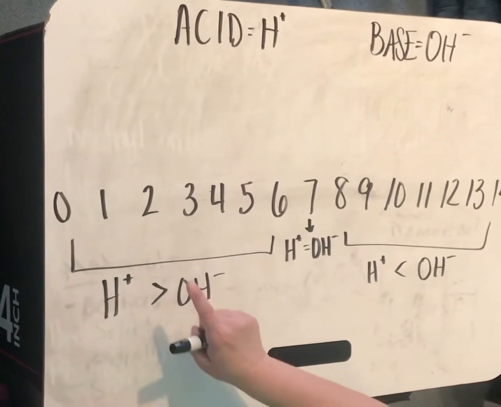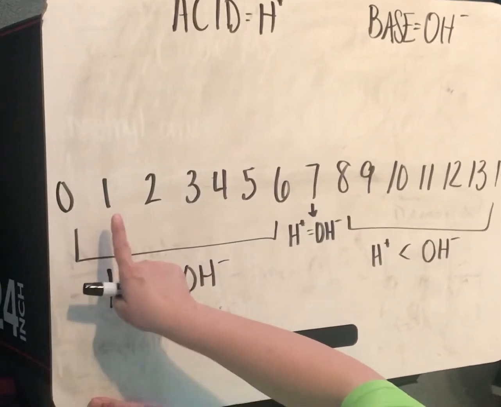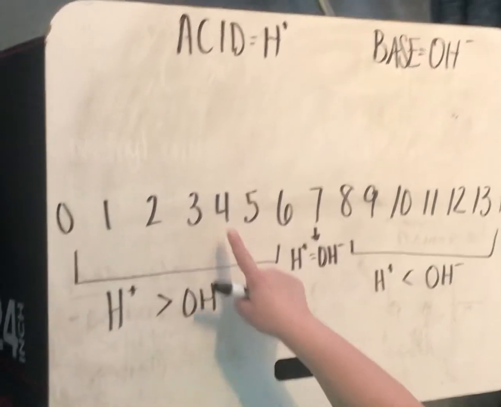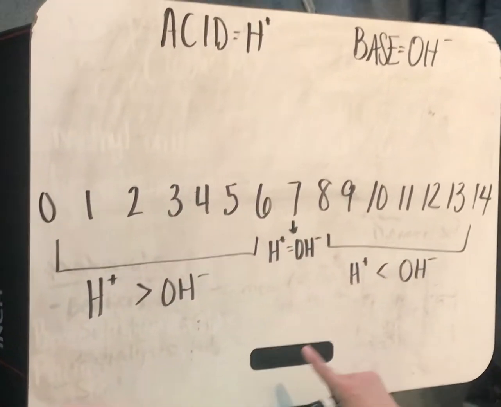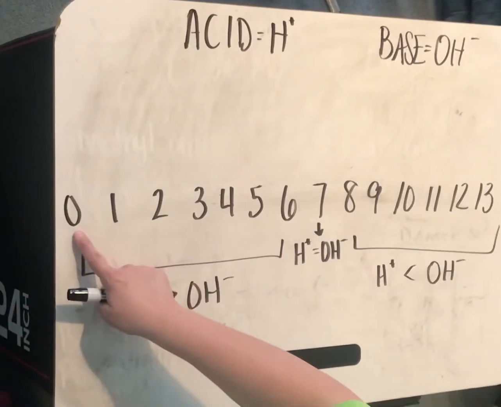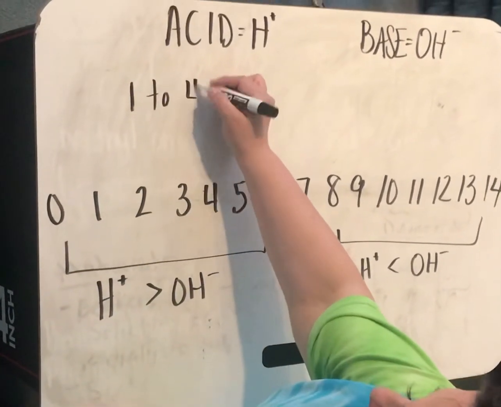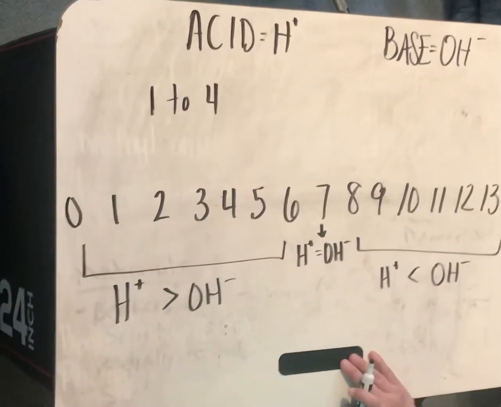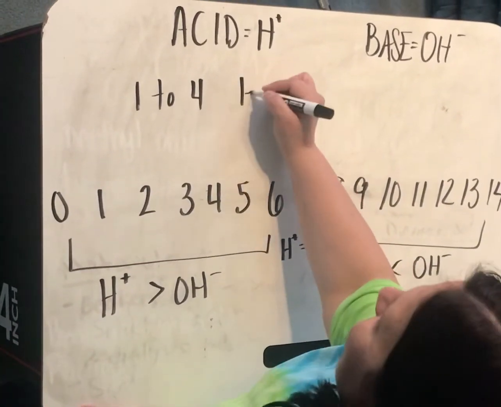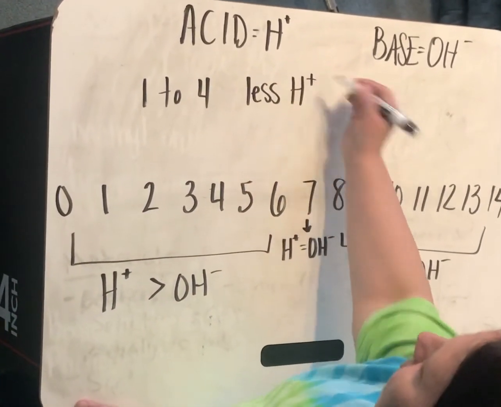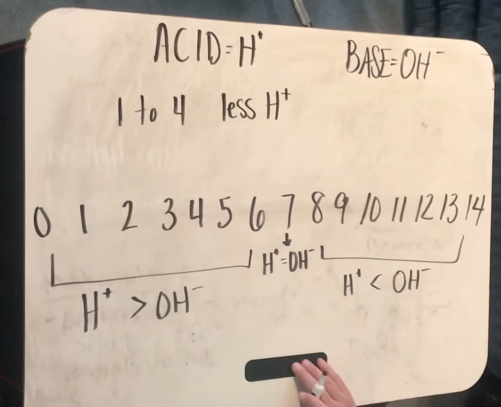So if you're looking at the pH scale, the first thing you want to think about is if I'm going from 1 to 4, did that become more or less acidic? If you think about it, 0 is the most acidic. So if I go from 1 to 4, that's definitely becoming less acidic. That means I'm going to end up with less H+. But how much less H+ is really the question.